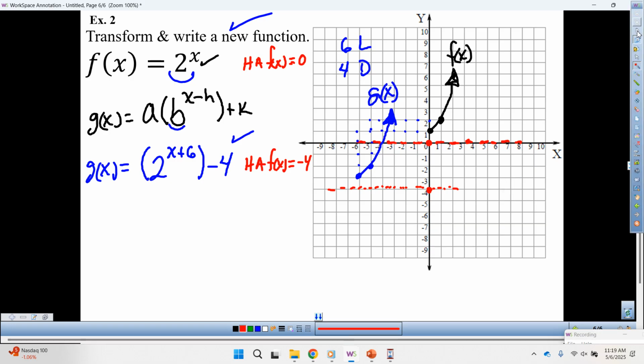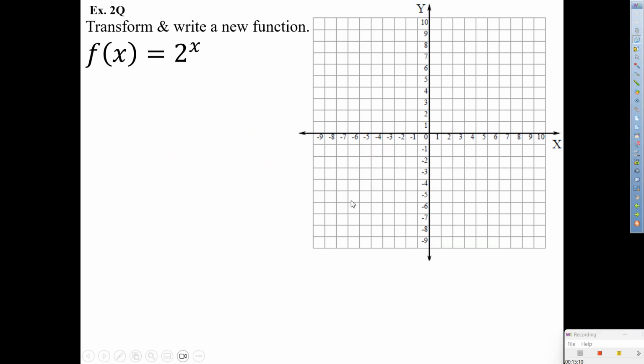Let's do another one. Copy this one, example 2Q. Again, rewrite, transform, and write a new function, f of x equals 2 to the x. Get a new coordinate plane. I'll wait for you, and then I'll give you new instructions. All right, first things first, graph this one without a table with its HA. Tell your neighbor what 2 points you are going to use, and what is our HA for that parent function, please.